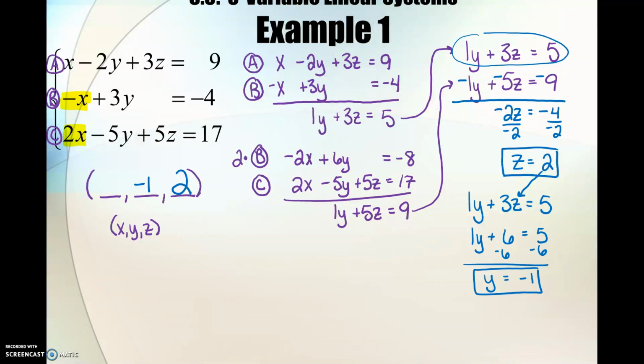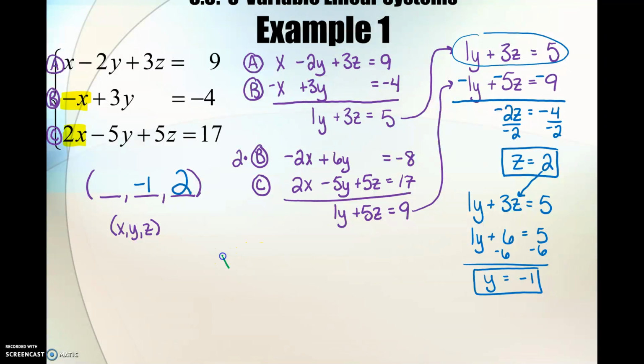Anyone want to take a guess what you think we need to do now? We need to pick an equation that has x in it that we can plug y equals -1 and z equals 2 into. Some people like to pick b because there's only x and y, but that negative in front of the x, I don't like that very much. Really, you can pick any of the 3 original equations. It does not matter which one you pick.